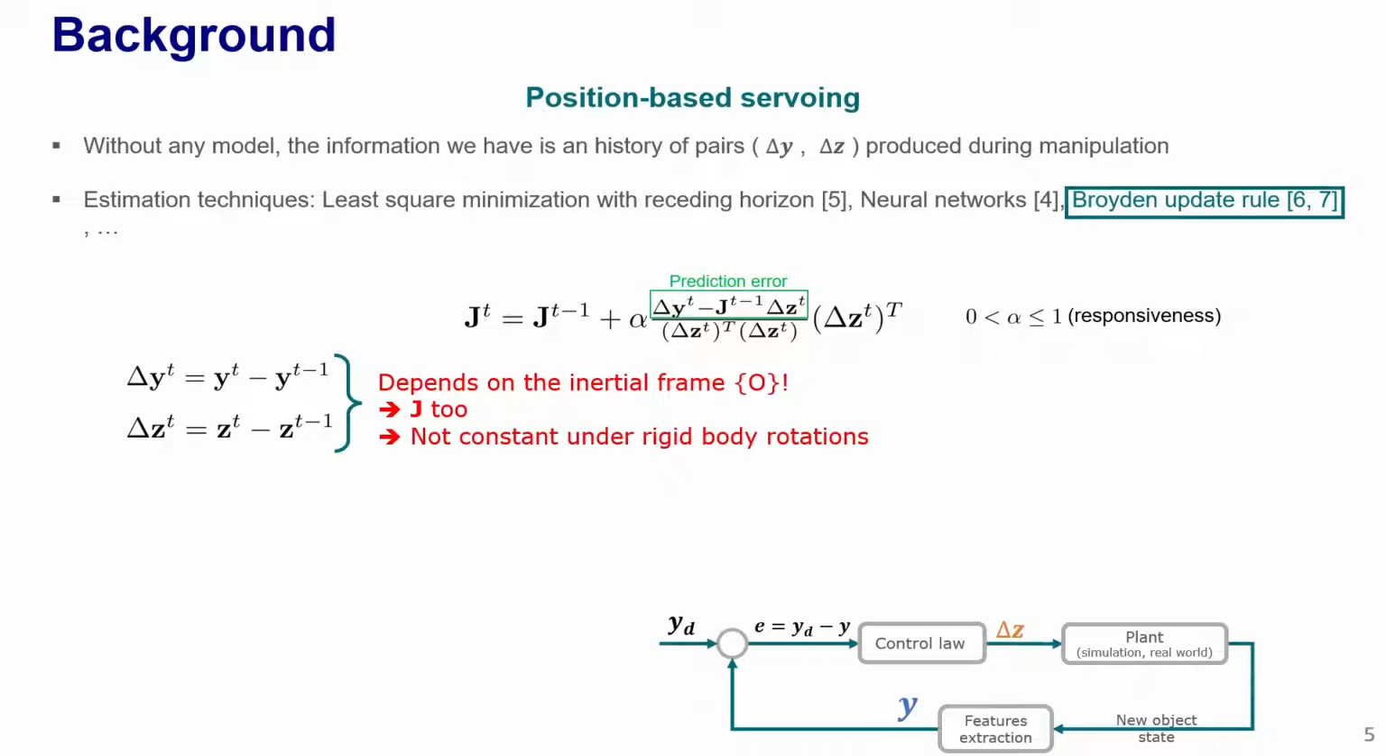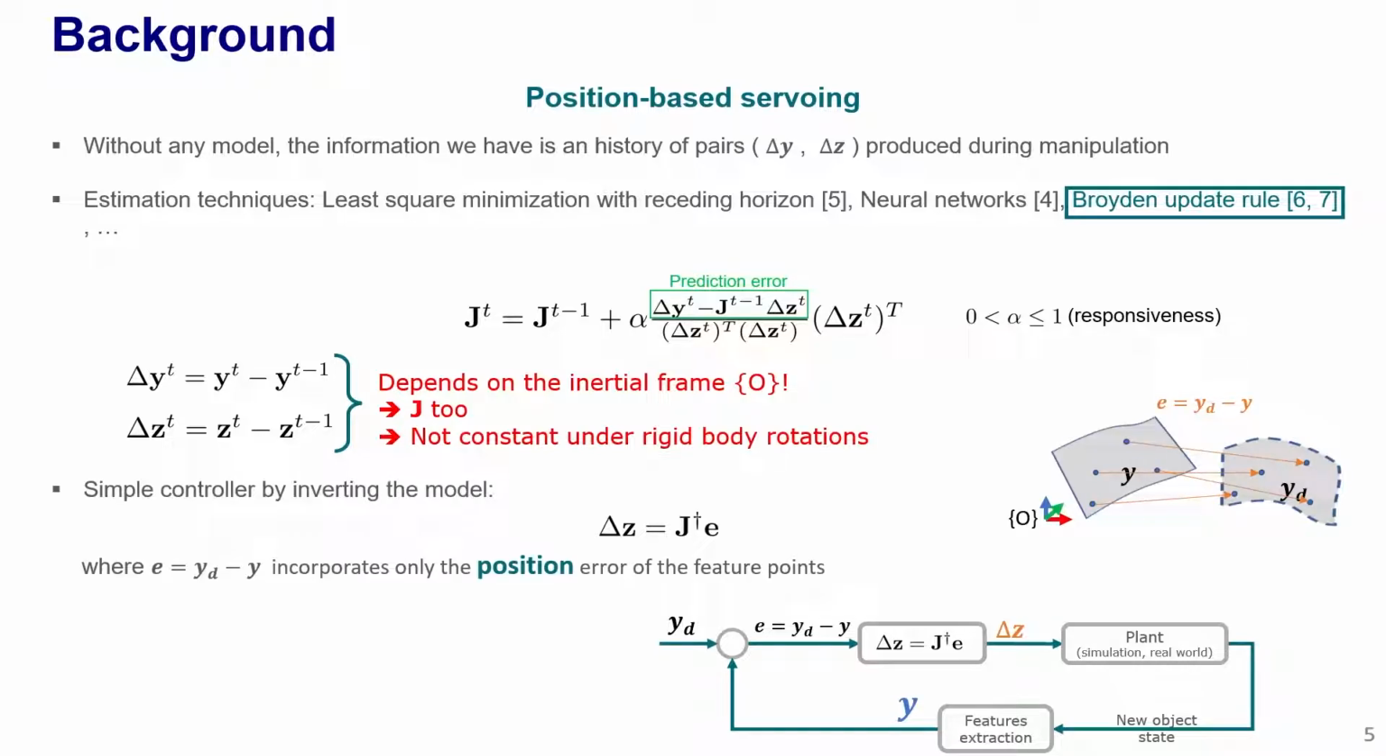What is important to note here is that delta y and delta z used in the update are defined with respect to an inertial frame, so that the shape Jacobian depends on its choice and is not independent of rigid body rotations. Once J has been estimated, we can use its pseudo-inverse and the shape error to obtain gripper commands. Usually, this error incorporates only the position error of the feature points.